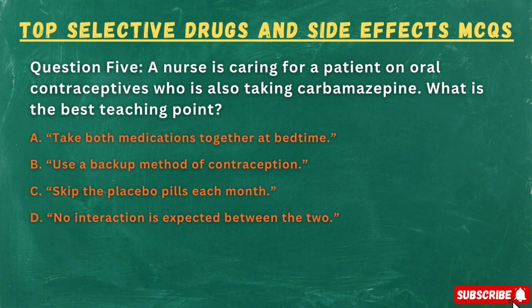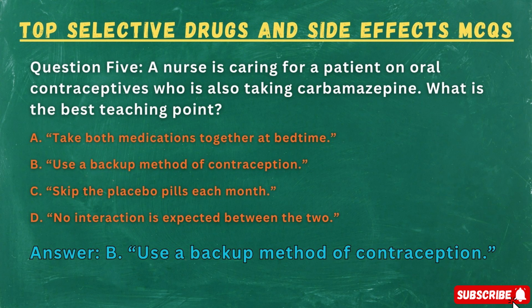Question 5. A nurse is caring for a patient on oral contraceptives who is also taking carbamazepine. What is the best teaching point? A. Take both medications together at bedtime. B. Use a backup method of contraception. C. Skip the placebo pills each month. D. No interaction is expected between the two. Answer: B. Use a backup method of contraception.